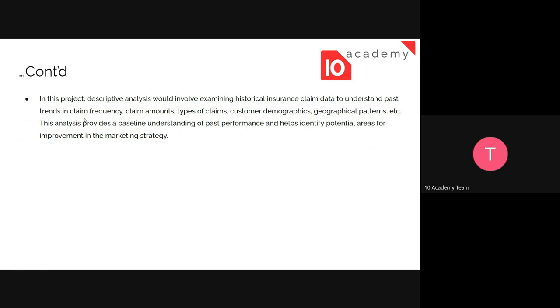A claim, in the insurance world, means how much you are asking the insurance company in order to cover your accident. If it is a car accident or something, how much are you going to ask the company for? It's kind of a reimbursement, okay? So using the claim amount, types of claims, and those kinds of data, we can make an analysis based on the previous data.